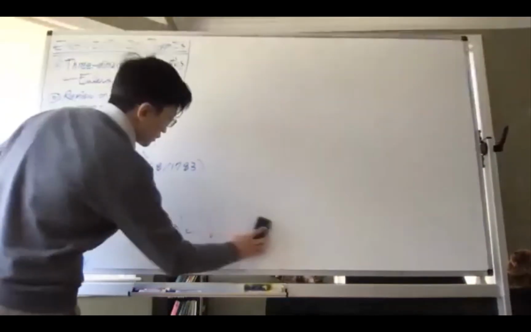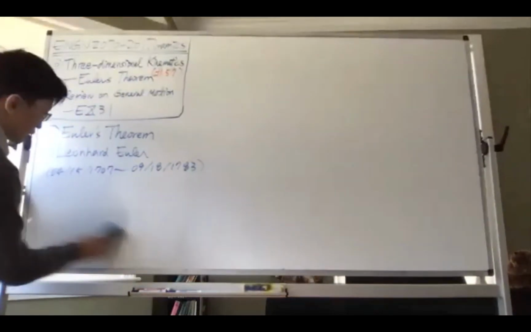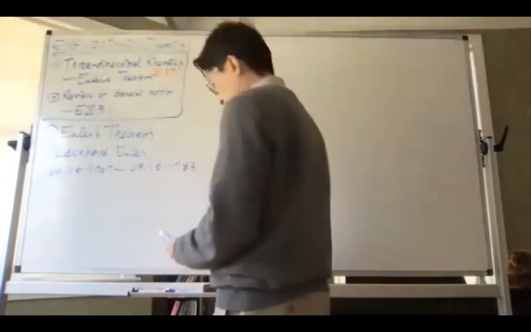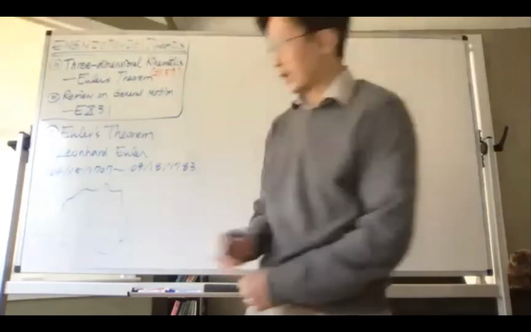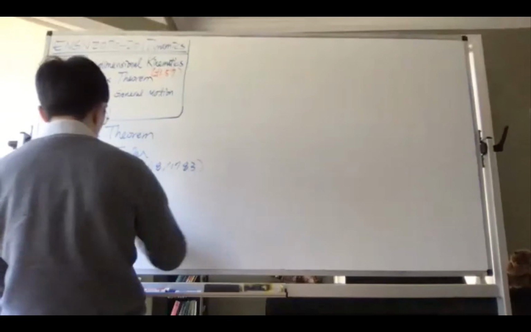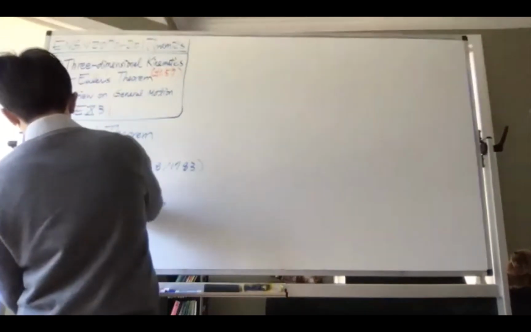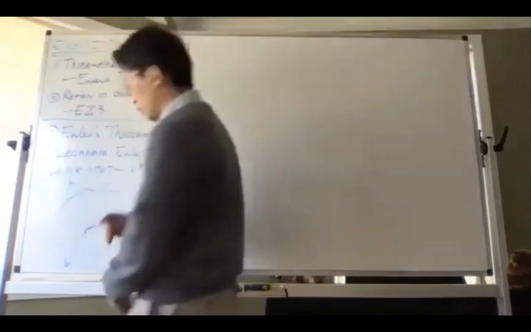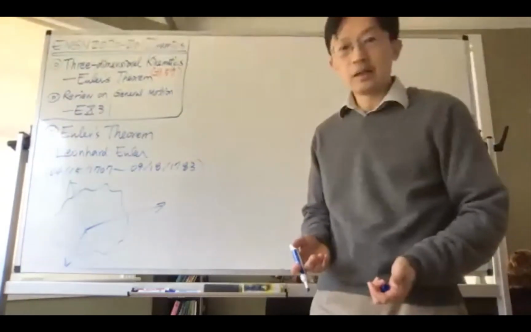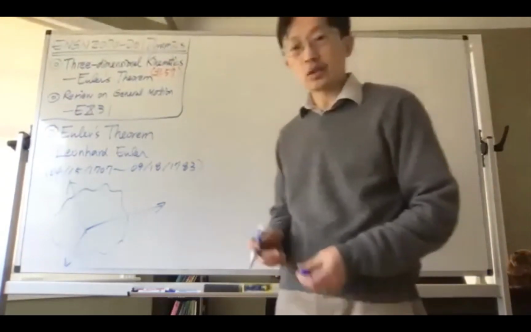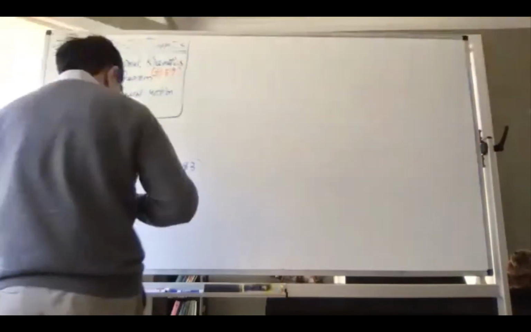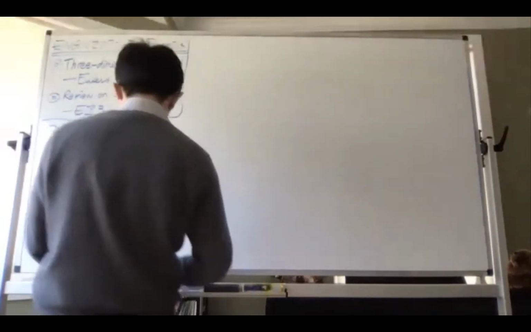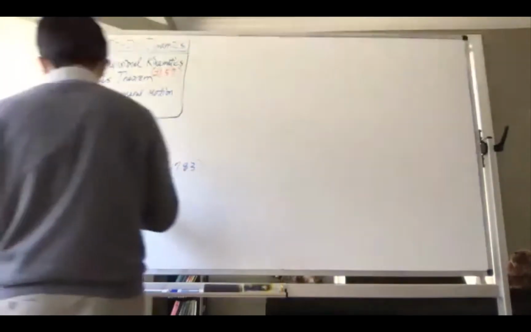What is Euler's theory? Euler's theory is about this. Suppose you have an object, and this object is under not just uniaxial rotation, but triaxial rotation. Triaxial rotation certainly can be described by what? By multiple components of angular velocities or acceleration.